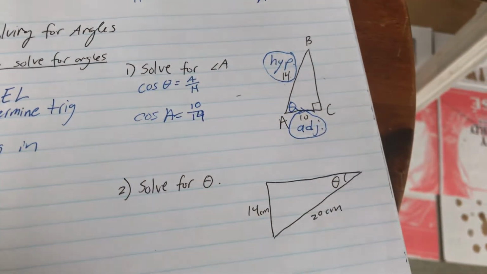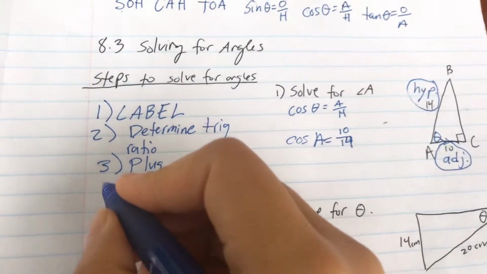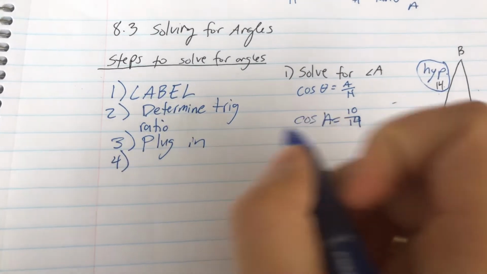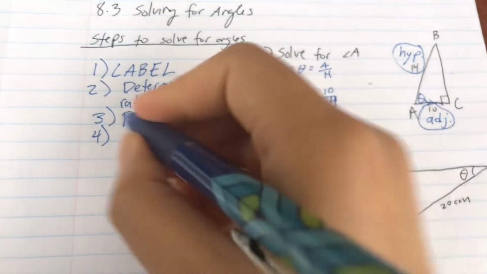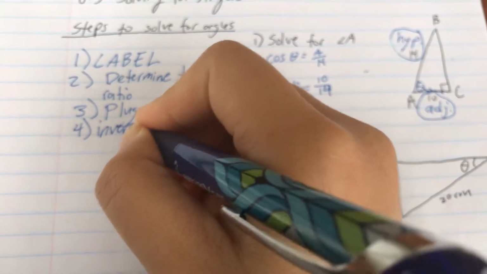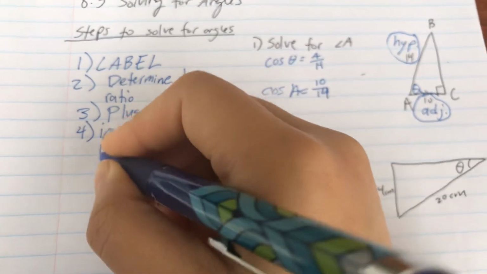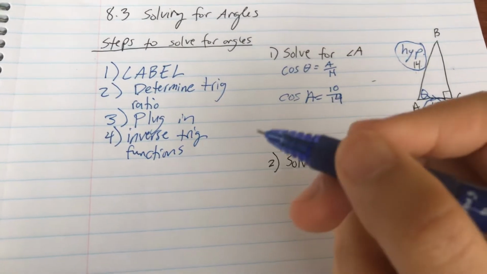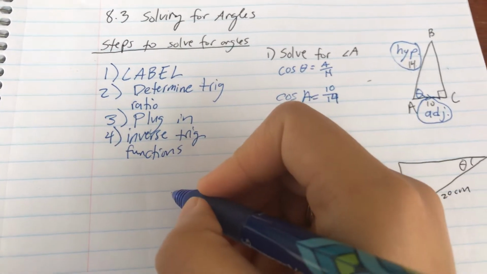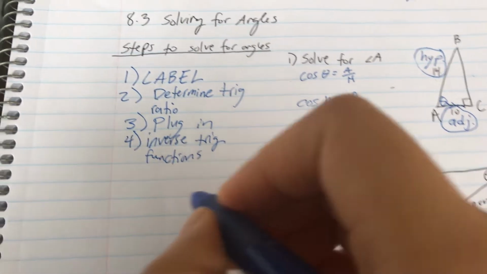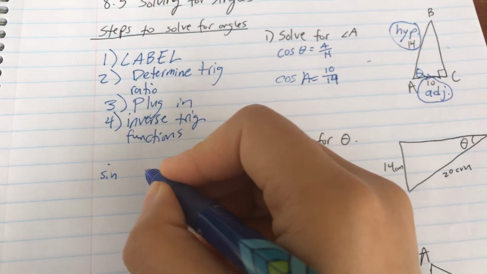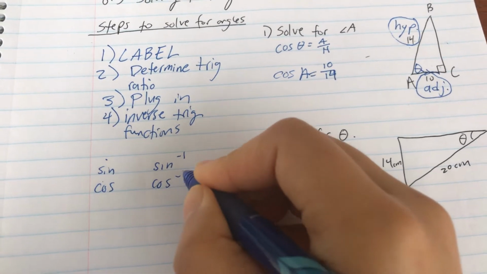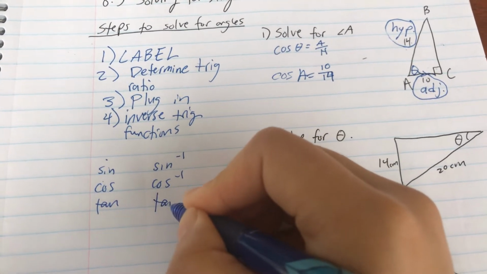Okay, so this is where it's going to be different from solving for sides. Solving for sides, our fourth step was to cross multiply. But when we're solving for angles, we don't need to cross multiply. Instead, we're going to do something called inverse trig functions. We have 3 inverse trig functions, and of course they all correspond with one of the trig functions we already know. For sine, we have inverse sine. For cosine, we have inverse cosine, and for tangent, we have inverse tangent.